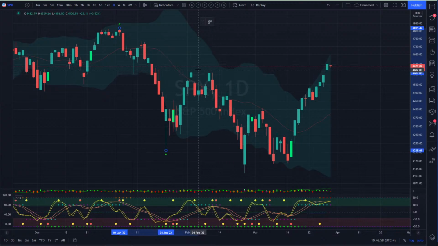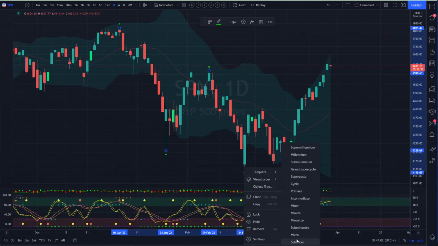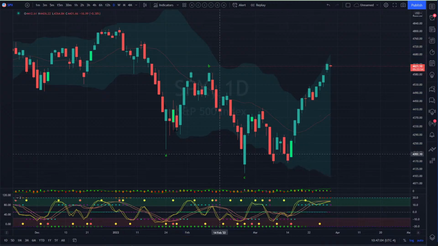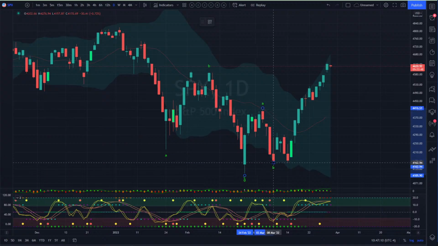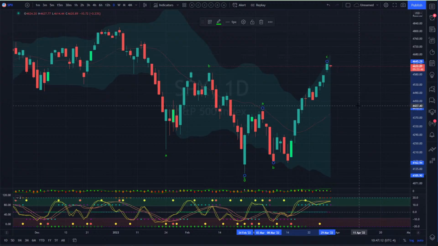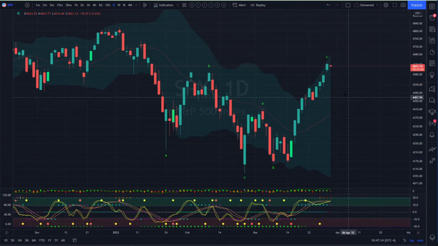There is a high probability that what we've got here is an ABC pattern that is obviously completed, right? And then from there, it looks to me like we've got another A, B, and then of course working and maybe even completing the wave C pattern here, and then potentially starting a move down.